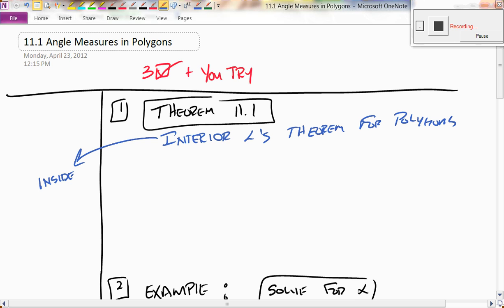It says the sum of the measure of the angles of a convex polygon. So what does convex mean? Yes, not concave. But what does the word convex mean? All sides go on the exterior, right? If you extend the sides of the polygon, they stay on the outside. They never go inside, right? So if you have a convex polygon, the sum of the interior angles is going to be n minus 2 times 180, where n is representative of your n-gon.